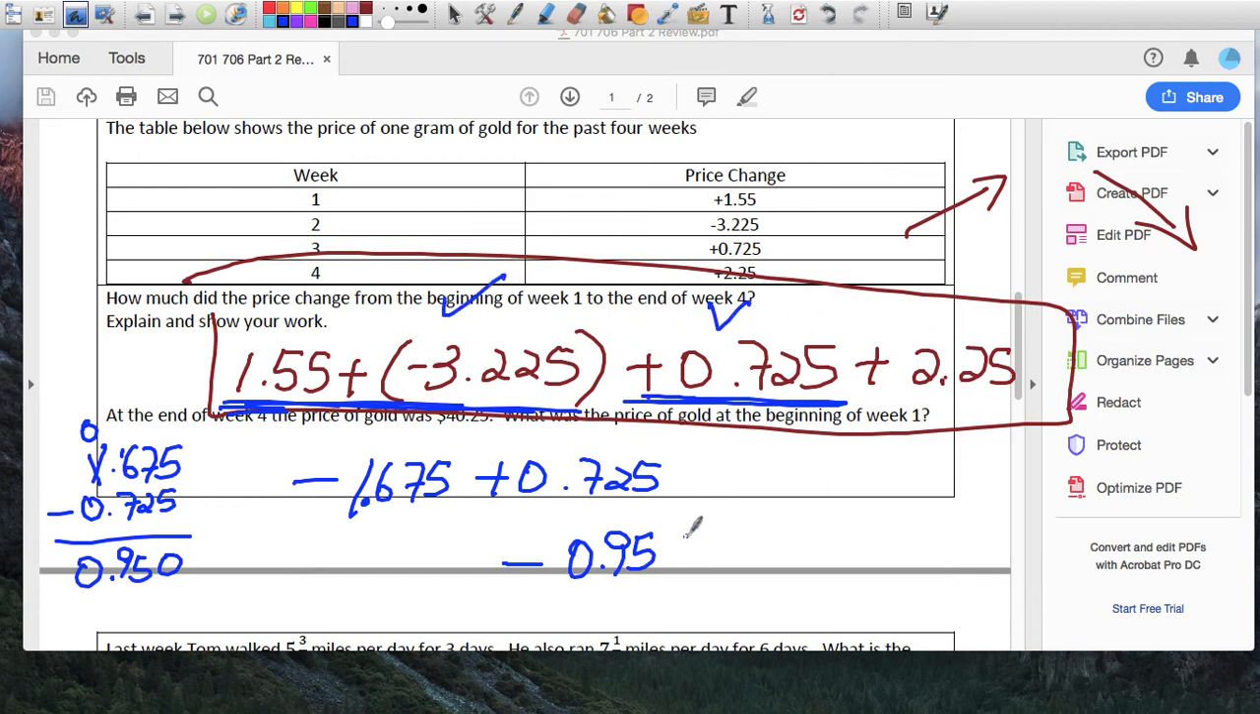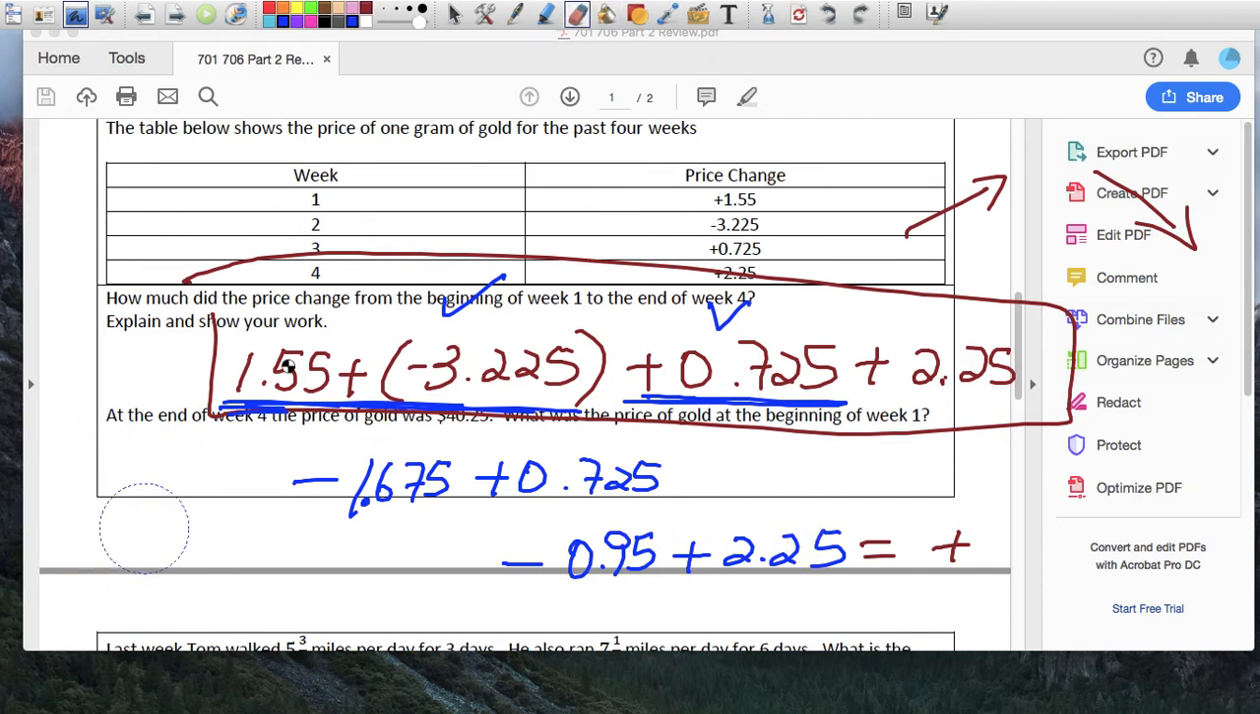And lastly, I got to add plus 2.25. So I have negative 0.95 plus 2.25. I know my answer is going to be positive. Why? Because there's more positives. So you've got to figure out how many more positives we have. In order to do that, we're going to find the difference between them. So I got 2.25 minus 0.95. Let's subtract. 5 minus 5 is 0. I need some help here. 12 minus 9 is 3. And 1 minus 0 is 0. Wait, 2 minus 1 is 1. So it's 1.3, or 1.30.